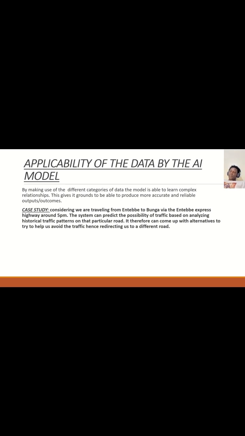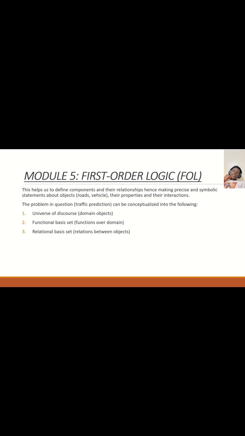So module 5 talks about first order logic, or the FOL. So the FOL helps us to define components and their relationships, hence making precise and symbolic statements about objects such as roads, vehicles, their properties and their interactions.